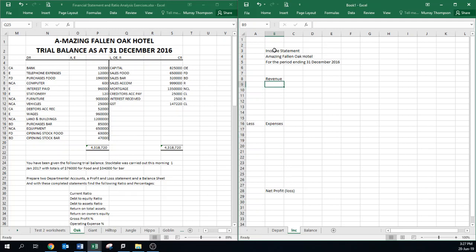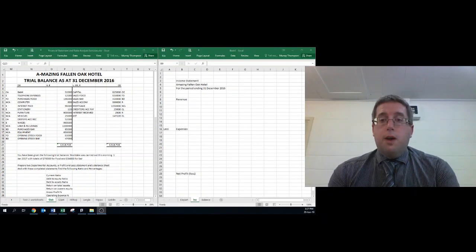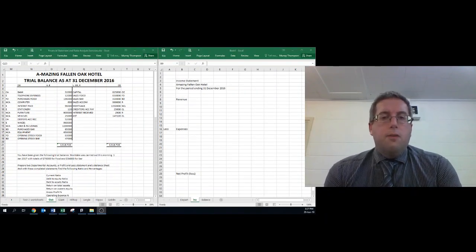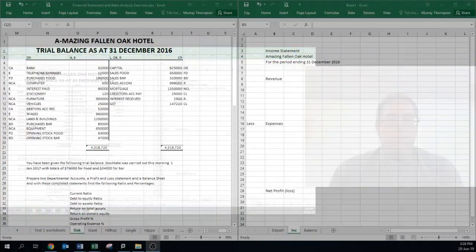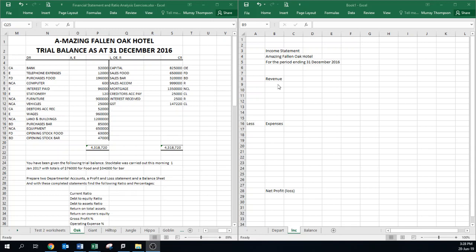But this is 2 of the 5 elements. So remember, think back to the 5 elements. There are only 5. We use 2 of them in this income statement, revenue and expenses. The other 3, assets, liabilities, owner's equity, will be done in the balance sheet. Okay, so revenue. We think about, well, what's our revenue of the whole hotel?